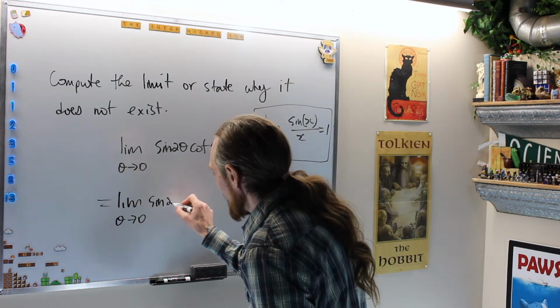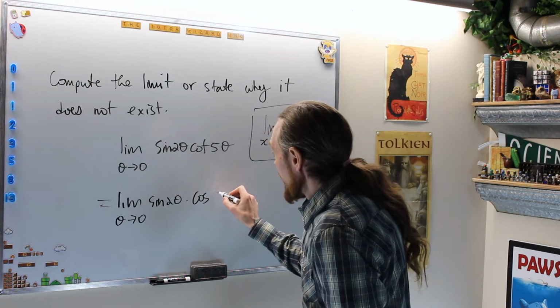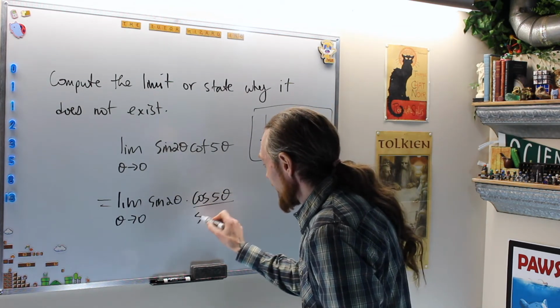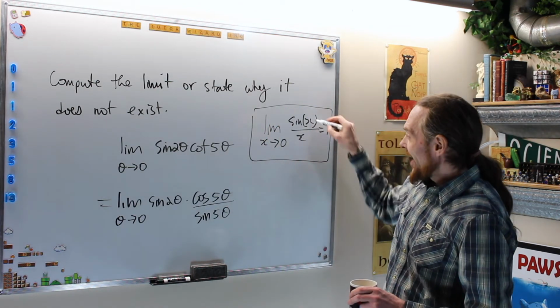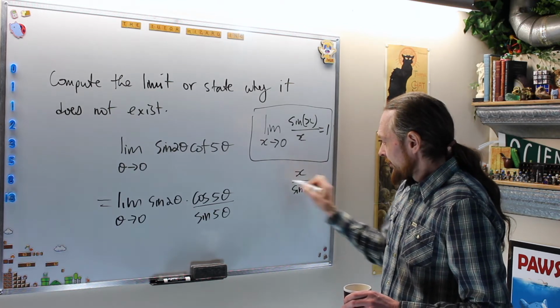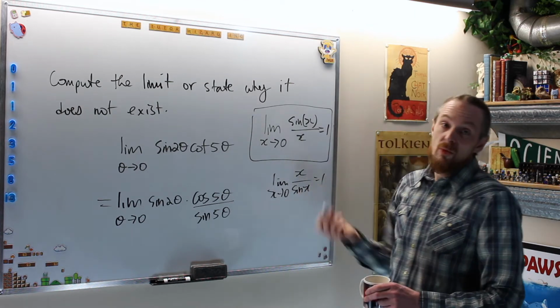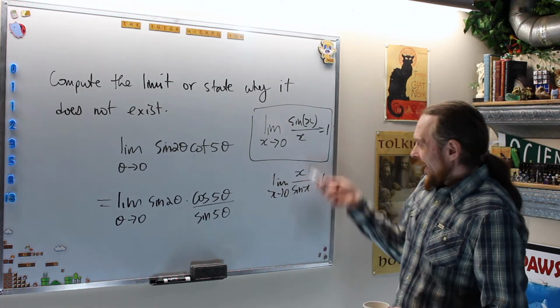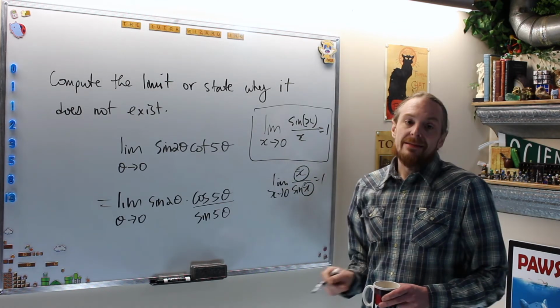This is sine 2 theta times, what is cotan? Cotan is cos 5 theta over sine 5 theta. And now that's the clever trick. I want to have this, or upside down will work also. Limit as x approaches 0 of sine x over x. This is also 1. It's 1 over 1. So I'm trying to find these two limits in any variable x or argument x.